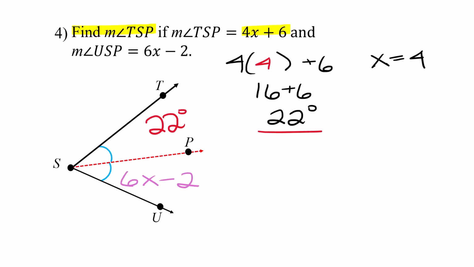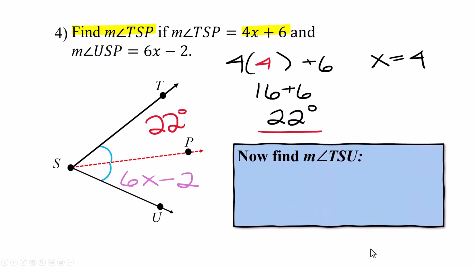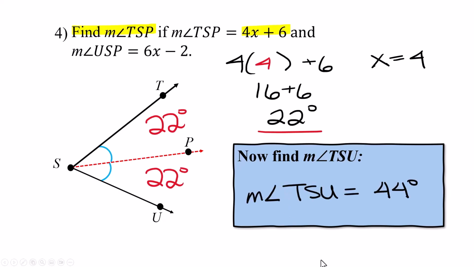Now, instead of doing a whole other example, there's other kinds of problems where they're going to ask you to maybe find the entire thing. So let's do that with this. What if they said they wanted you to find TSU? TSU is the whole thing. Well, you already know it's a bisector, so you could do the work here and substitute the 4 in, or like me, you could just be a little lazy and go, this is a bisector, so I already know that this is 22 degrees, which means the entire thing must be 44 degrees.